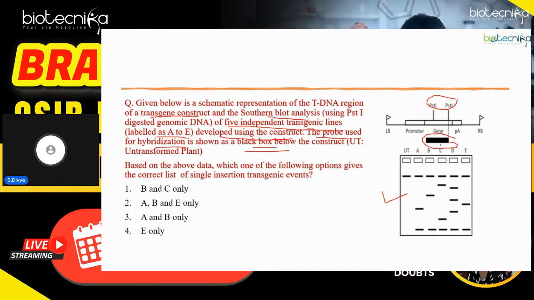Now, from the given image or the given analytical data, you have to identify the correct list of single insertion transgenic events. Have a look and tell the correct answer. As I always say, image-based questions are not so tough. It is easy to answer.